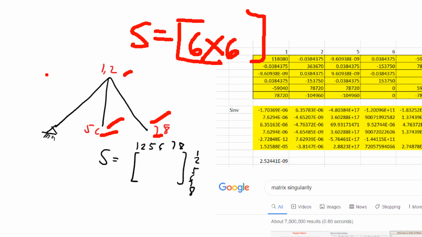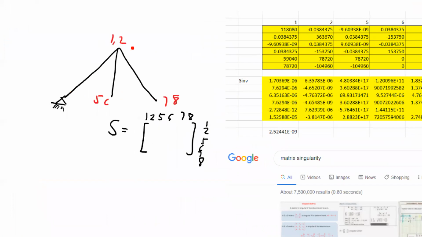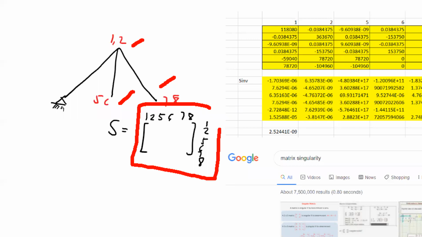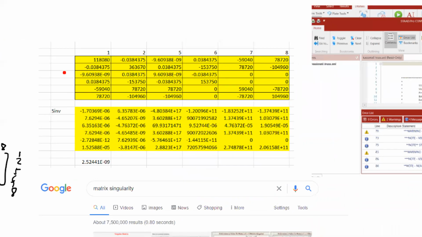So if I apply the force here, we will get 6 unknowns, 6 displacements, which is the size of our S. And if we apply this coding 1, 2, 5, 6, 7, 8, so this is our S with the corresponding codes 1, 2, 5, 6, 7, 8. If you do that manually or in Excel, this will be your S matrix, and this is the inverse of the matrix.